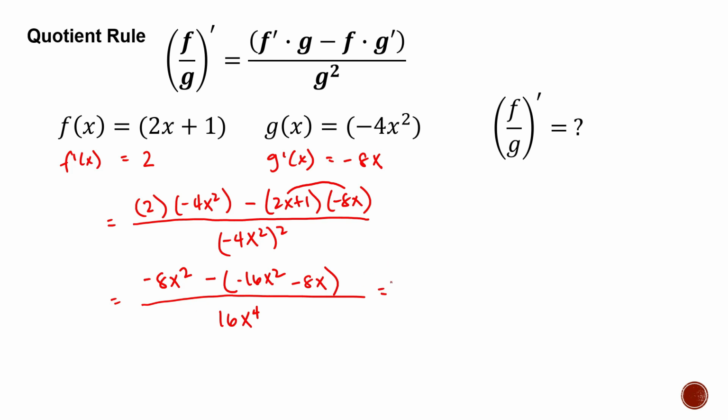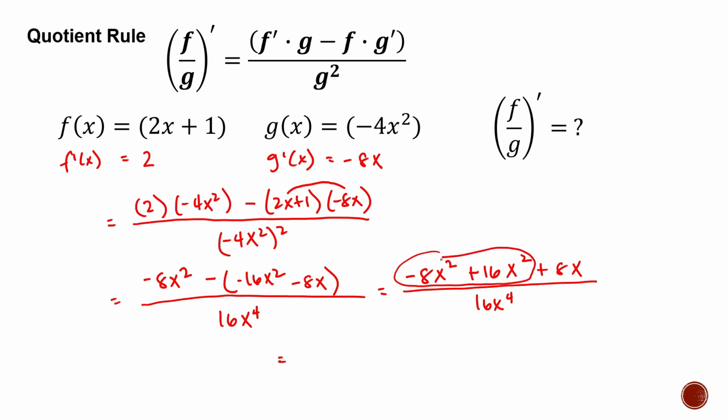Alright, so let's get rid of that parenthesis. So negative 8x squared plus 16x squared plus 8x, all over 16x raised to 4. Okay, we can combine these two. That's 8x squared plus 8x all over 16x raised to 4.